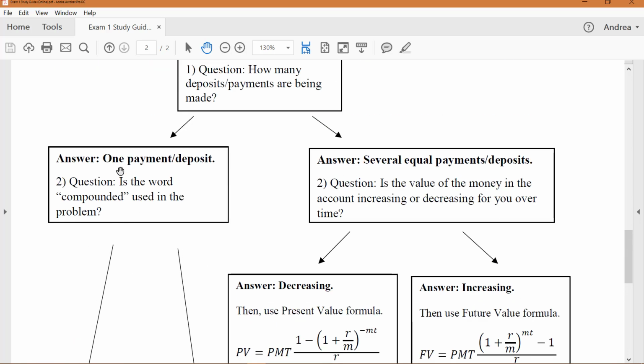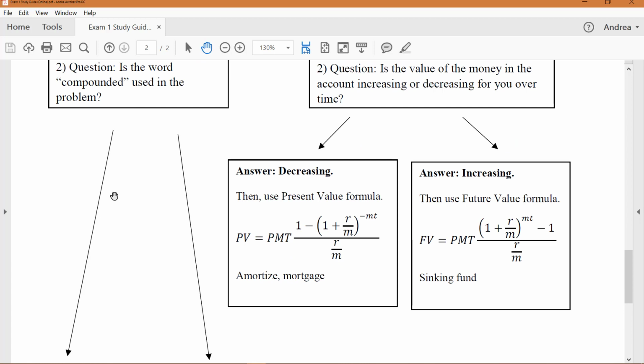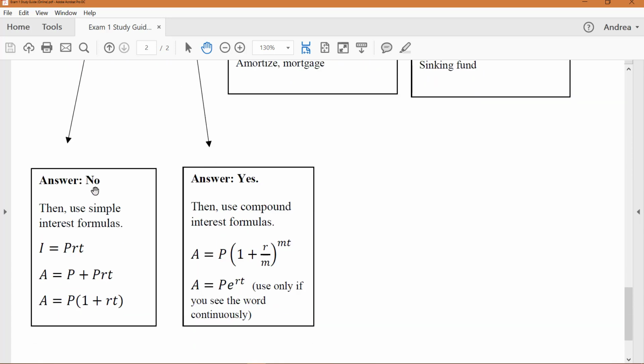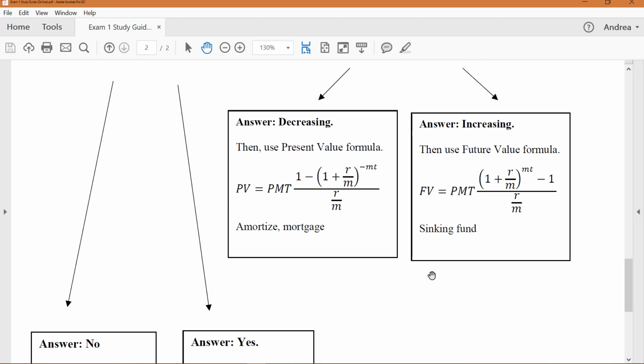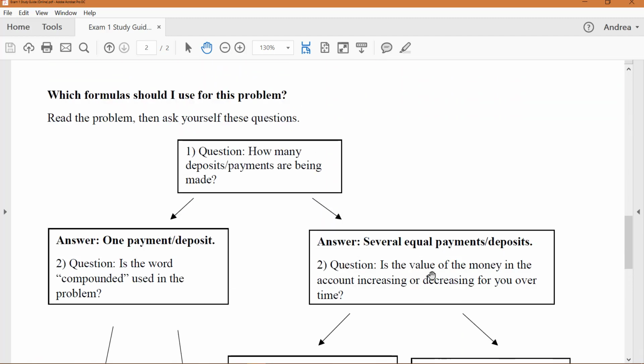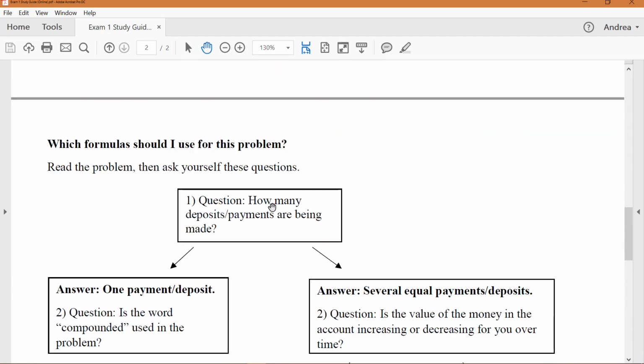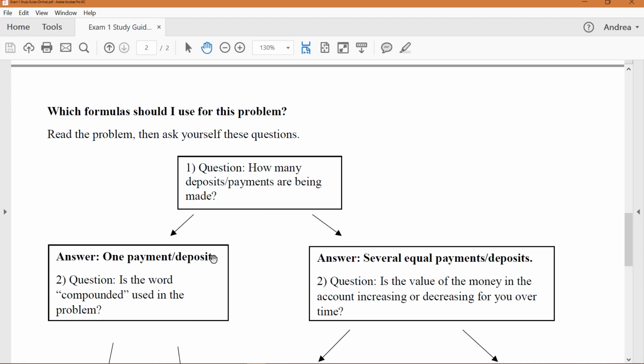If you go back up here and you say, yes, I'm only making one deposit, but I do not see the word compounded in the problem, if the answer to that question is no, then you're going to use simple interest formulas. And so here are those three simple interest formulas. So this guide is included on your Exam 1 study guide at the end. So make sure that you're aware of the features of each type of account that we're talking about.